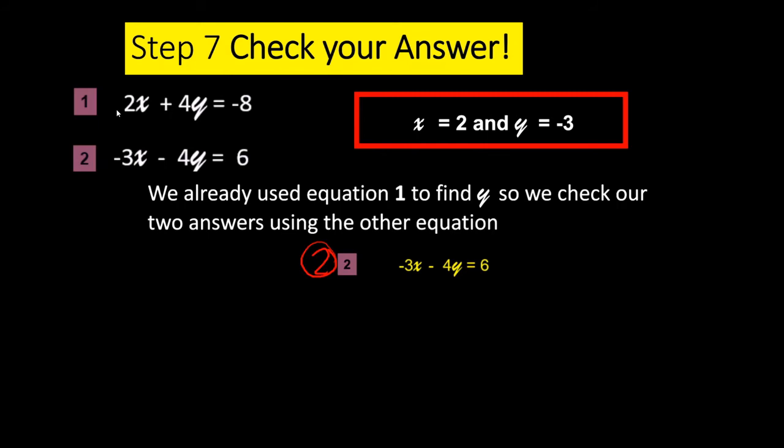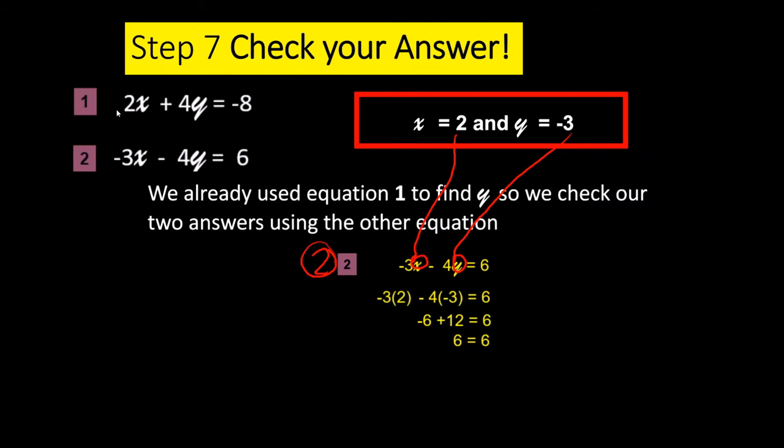This is equation 2, but I already know that x is equal to 2 and that y is equal to -3. So we'll substitute those values in using brackets. -3 times 2 minus 4 times -3 should be equal to 6. Is that true? Let's work it out. -3 times 2 is -6, and -4 times -3, watch out, that's a double negative, that's going to become positive, is positive 12. Is -6 plus 12 equal to 6?